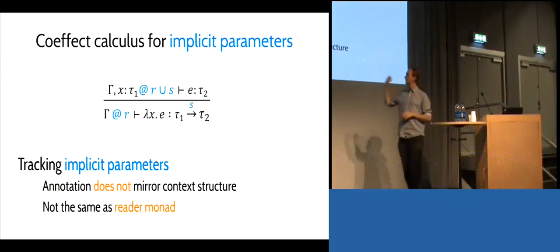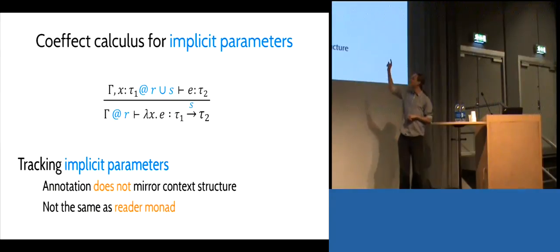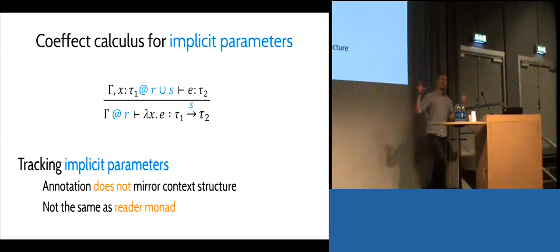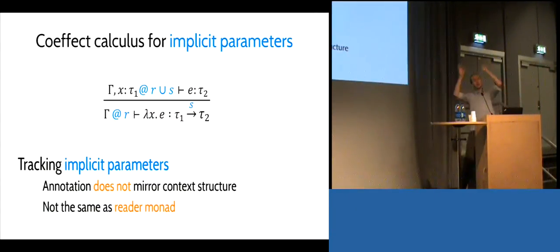Important thing to note, it's not the same as the reader monad, because the reader monad will only let you put requirements on the function. This actually lets you sort of capture what's in your current environment and also combine it with the thing that's coming from your function.